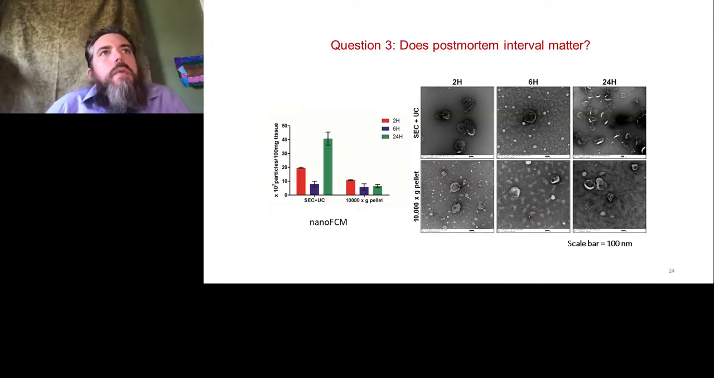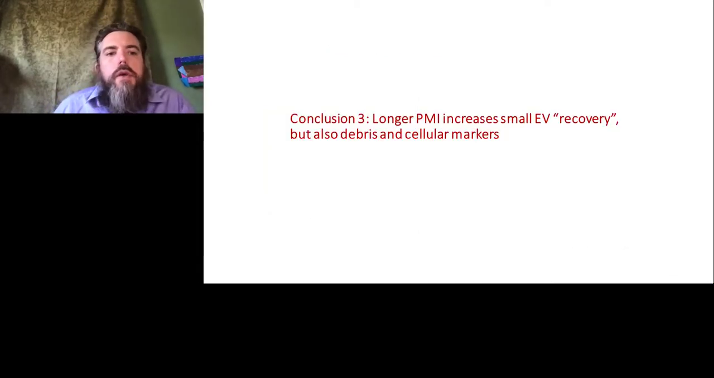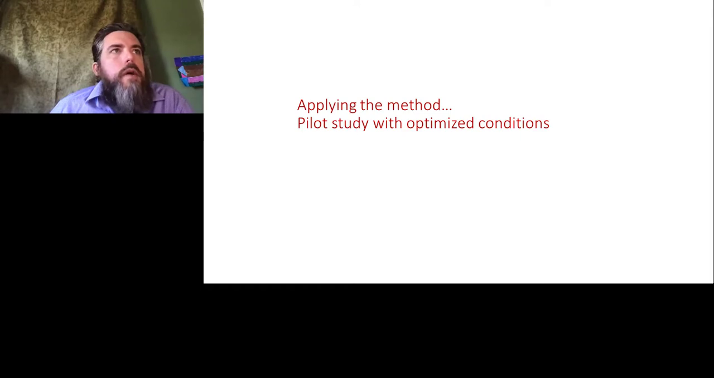And then finally, what about postmortem interval? So unsurprisingly, and this was done with non-human primate brain samples, we were able to see that the debris that was visible in electron microscopy was increasing over the time of that postmortem interval, which was defined as just how long that brain was sitting at room temperature before we processed it. So the earlier you can get the brain, the better. But of course, we recognize that human brain samples are not able to be processed that quickly.